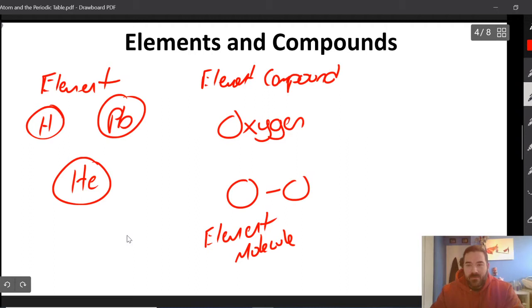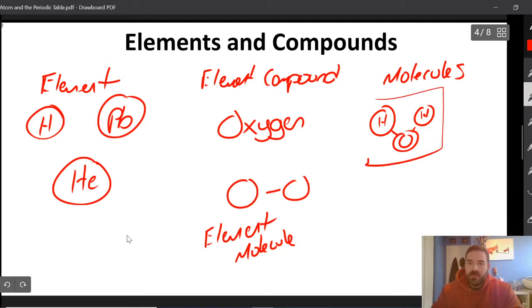And then we have molecular compounds, which are made up of different types of atoms. So water is the classic example. We'll have H2O, so we'll have two hydrogens, and we'll have an oxygen. So molecular compounds are made up of different types of elements. Elemental molecules or elemental compounds are made up of more than one atom, but of the same element. And then we have elements, which are just individual atoms.